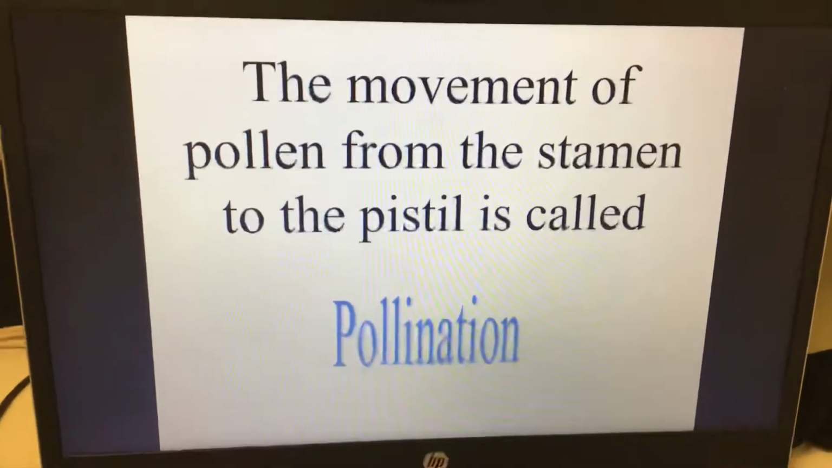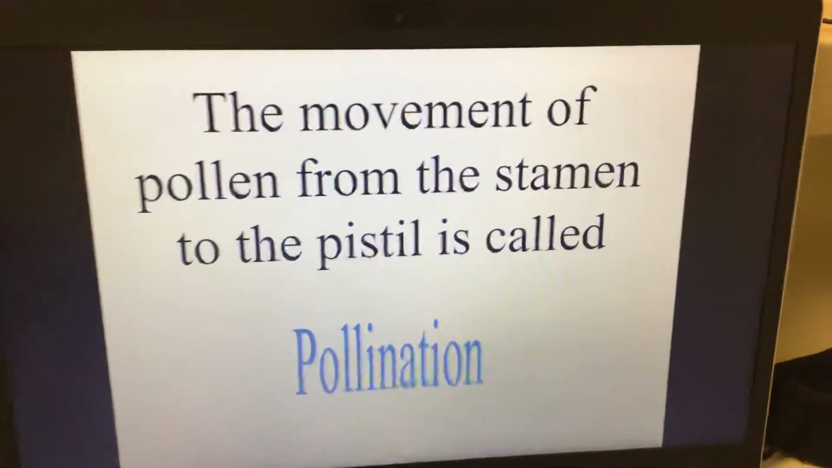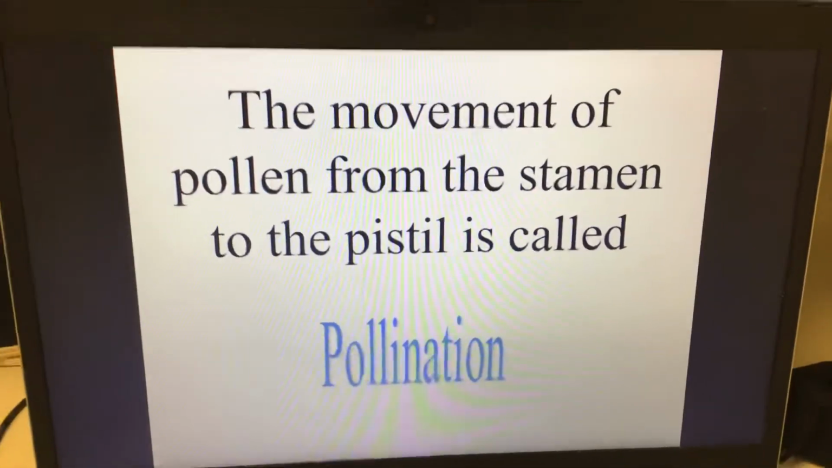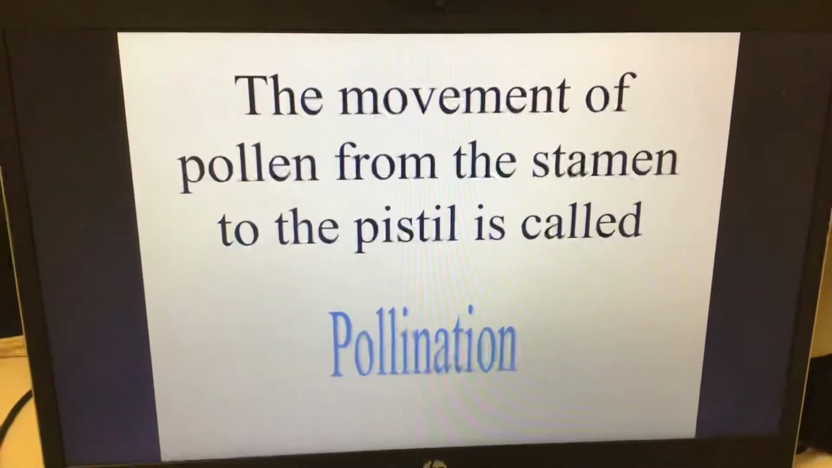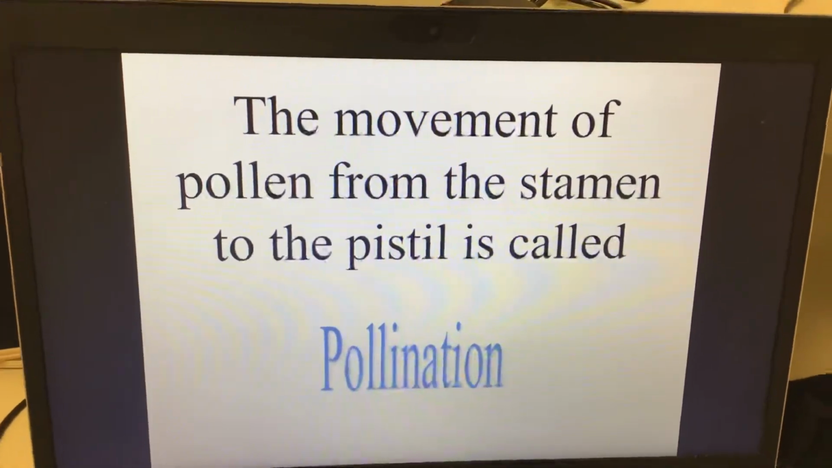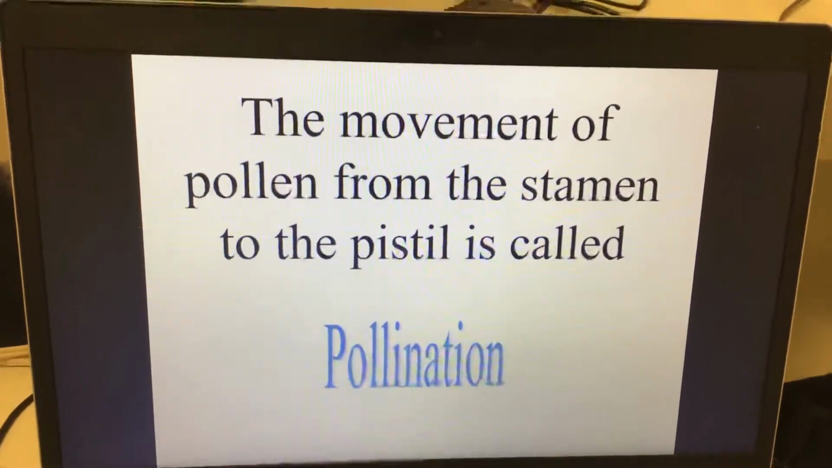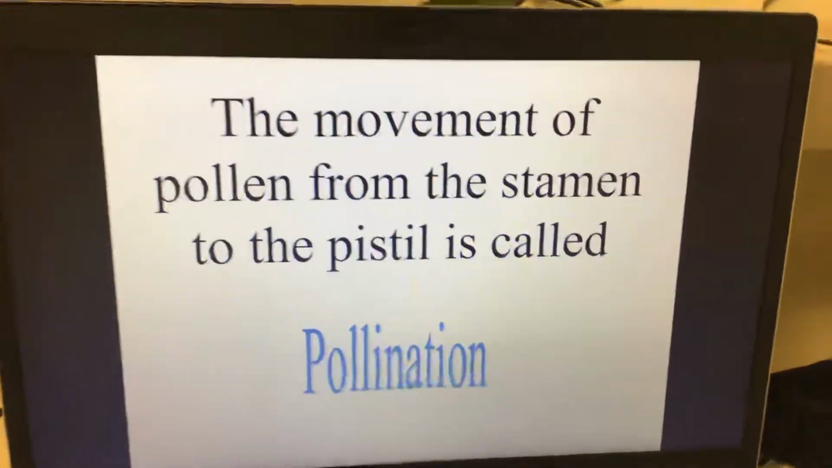Pollen contains sperm. If you remember from previous chapters, the sperm is trying to get to the egg. So the pollen, which contains the sperm, is going from the male part to the female part, which has the egg. That is pollination.